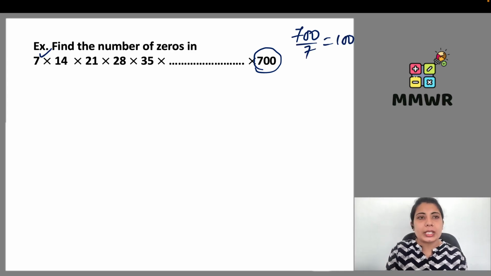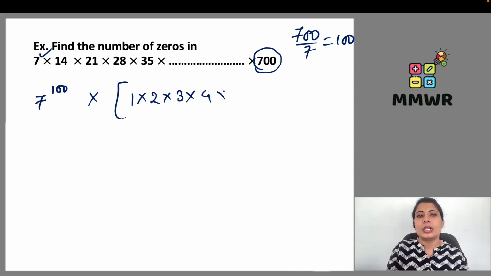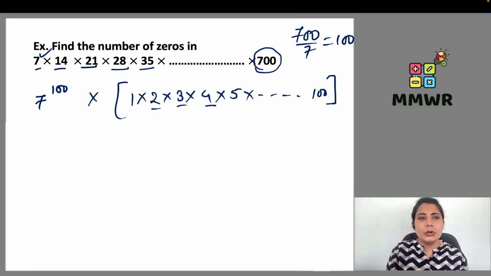So when I take common, 7 to the power 100 I have taken out commonly, right? In the bracket I will have 1 multiply 2 multiply 3 multiply 4 multiply. Look, 7 ones are 7, 7 twos are 14, so I got 2 here. 7 threes are 21, I got 3 here. 7 fours are 28, so I got 4 here. 7 fives are 35, so I got 5 here. And 7 multiply 100 gives me 700. Now this gives me 7 to the power 100 multiply 100 factorial, right?